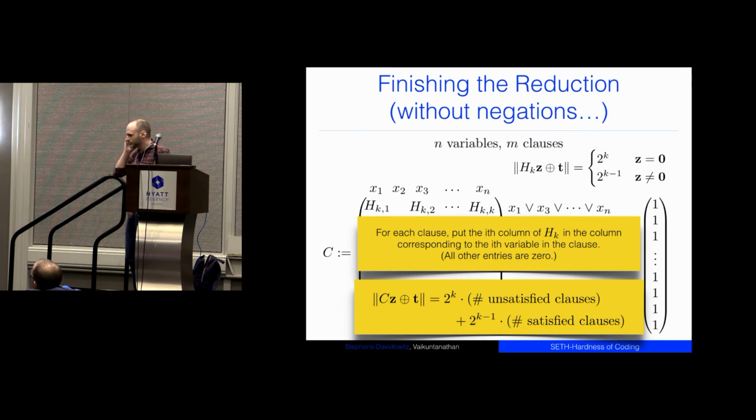And then you stare for a few more seconds, and you realize that this has this very nice property, that the distance between cz and t is going to be 2 to the k times the number of unsatisfied clauses plus 2 to the k minus 1 times the number of satisfied clauses. So in particular, the distance tells me exactly how many clauses are satisfied, and the minimum distance out of all z tells me the maximal number of clauses that are satisfied. So if you like, this is even a reduction from max kSAT with no negations.